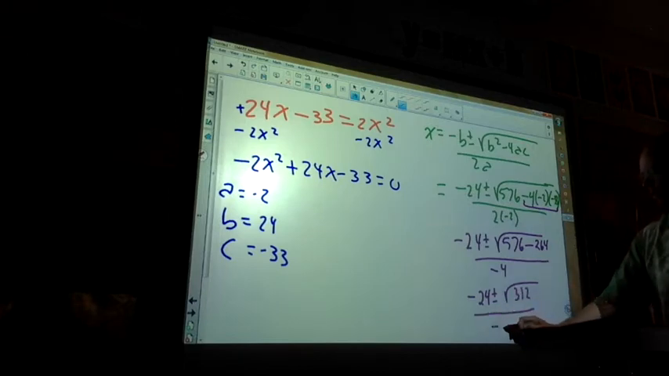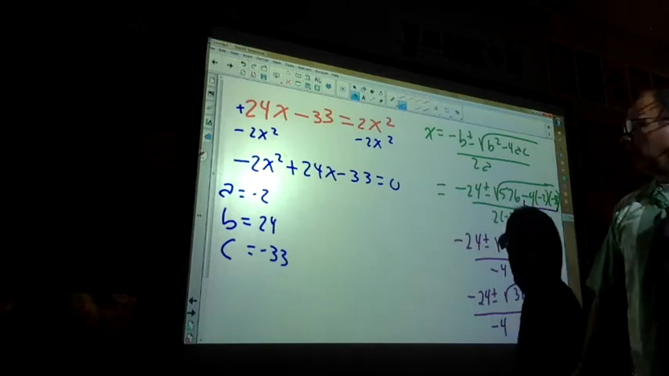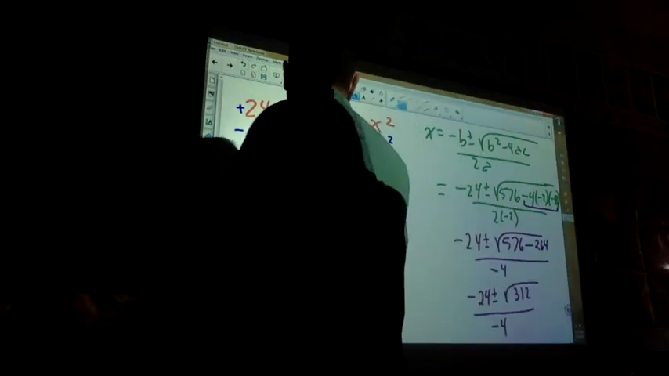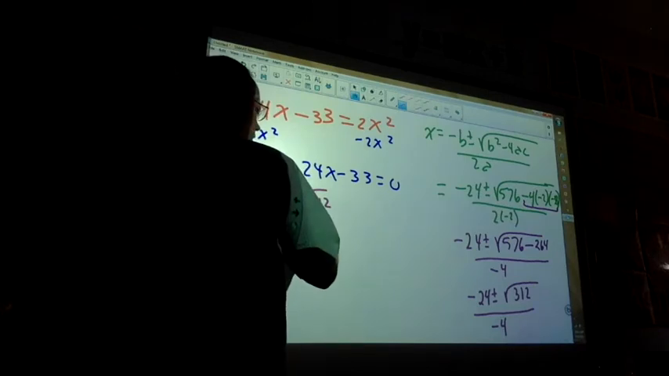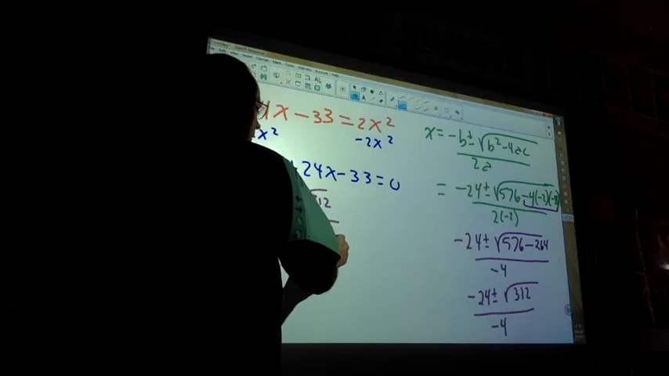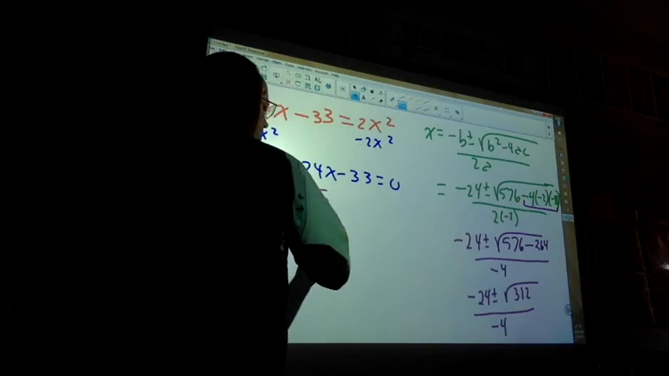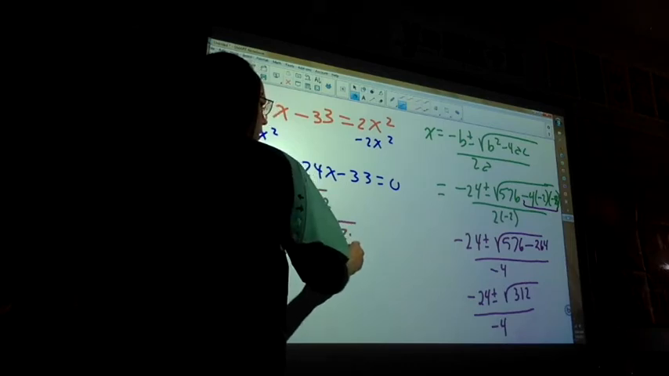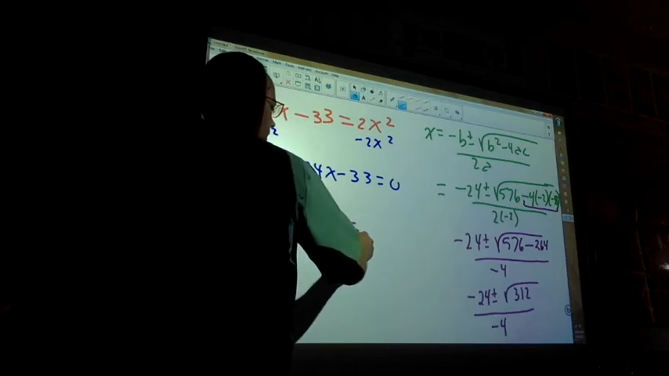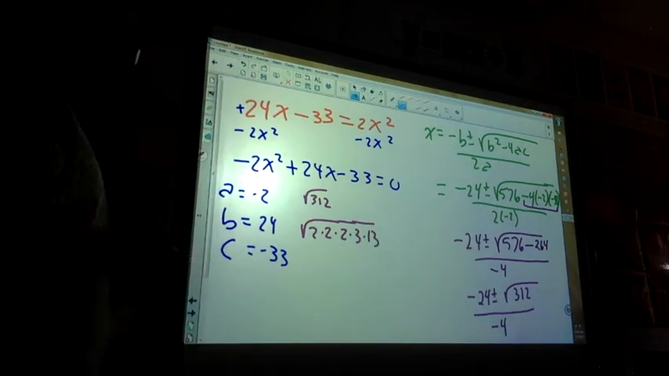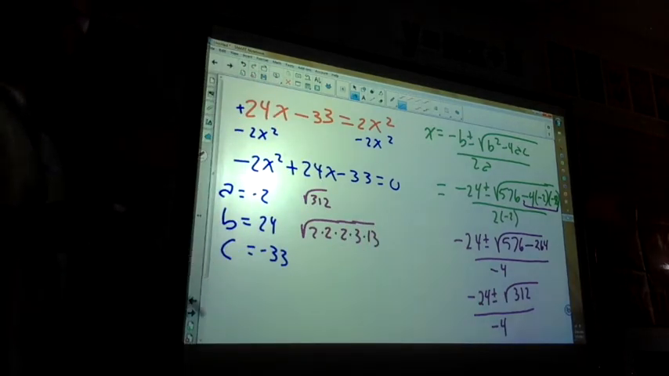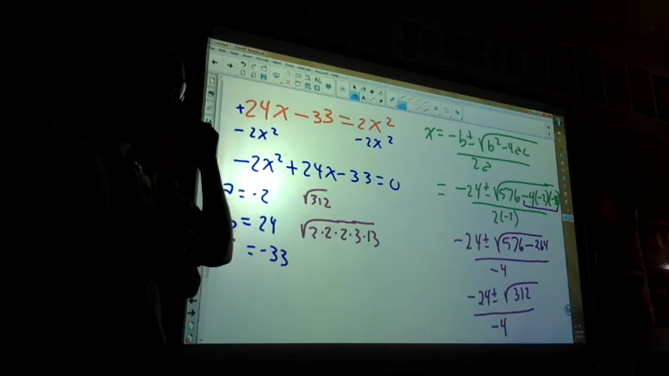Whoa. All right, so let's break root 312 down. I'd say 2 is going to go into it. How many times? 2 times. How much? 156. 156 is 2 times what? 78. 78 is 2 times what? 39. 39 is 3 times 13. Okay? Is that right? Yeah. Okay.